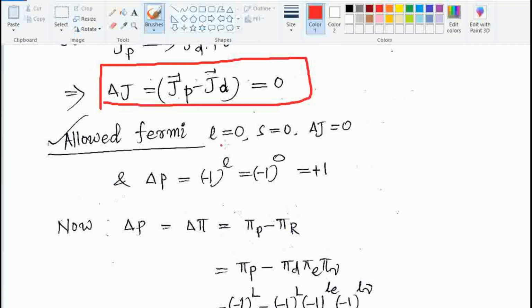So allowed Fermi transition: L equal to 0, S equal to 0, del J equal to 0. This is the allowed Fermi transition. So for now, let's find how to find the parity change. We know parity change. How can you find parity change?